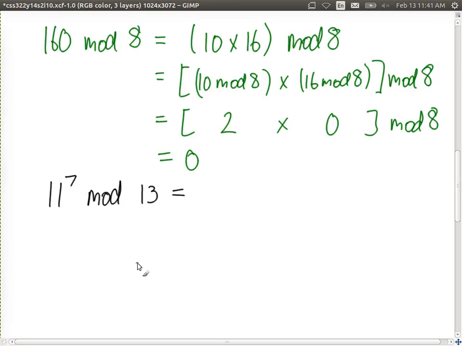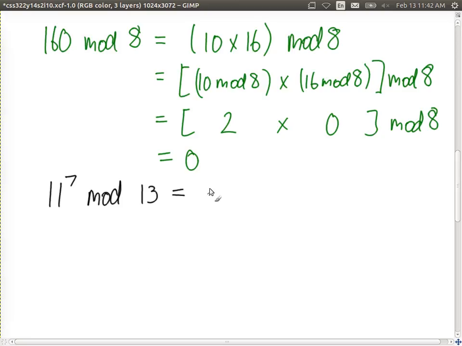Remembering raising something to the power, exponentiation, is simply multiplying multiple times. What could we do? The idea is, instead of 11^7, break that into smaller numbers multiplied together and then mod them by 13 so we get small numbers. Because if you calculate 11^7, you get a large number. Not too large, but larger than we can easily do in our head or quickly do.